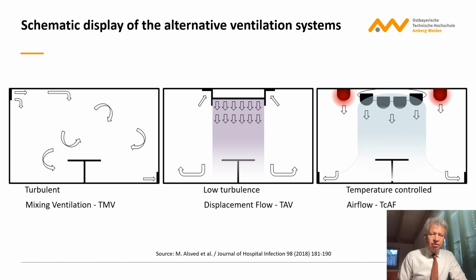Today, there are mainly 3 alternative ventilation systems available in the market. It's the classical turbulent mixing ventilation, as displayed on the left side, the classical low turbulence displacement flow, sometimes also called laminar airflow, and more recently, a concept that uses gravity, the so-called temperature-controlled airflow. The gravity is being used to create a directed downflow, similar to what you can see in the middle with the laminar airflow concept.